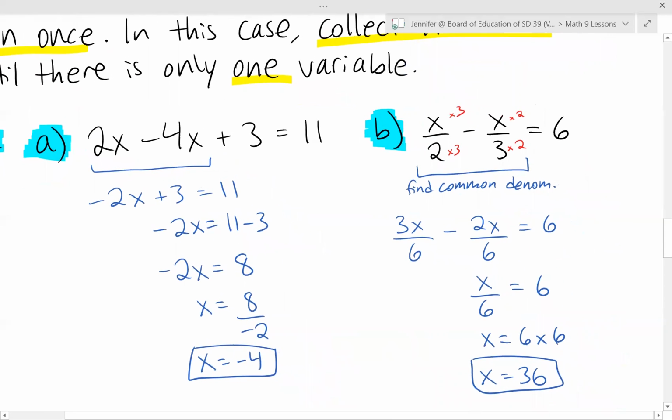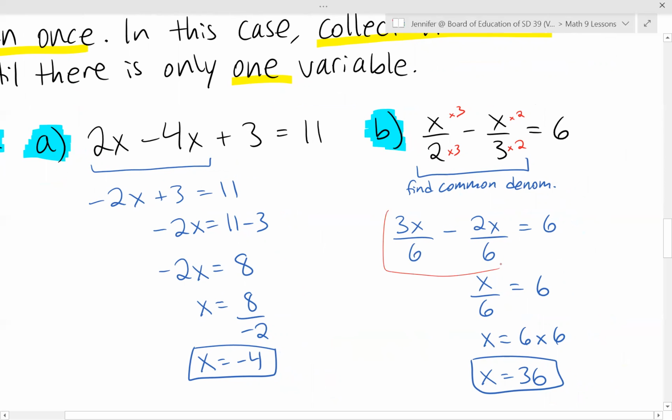In this example, we have two x's and they're both in fraction form. So in order to collect like terms, we need to find a common denominator so we can combine them. In this case, the common denominator is 6. So we have to multiply the first fraction by 3 on the top and bottom, and the second one by 2, so that they both have a common denominator of 6.